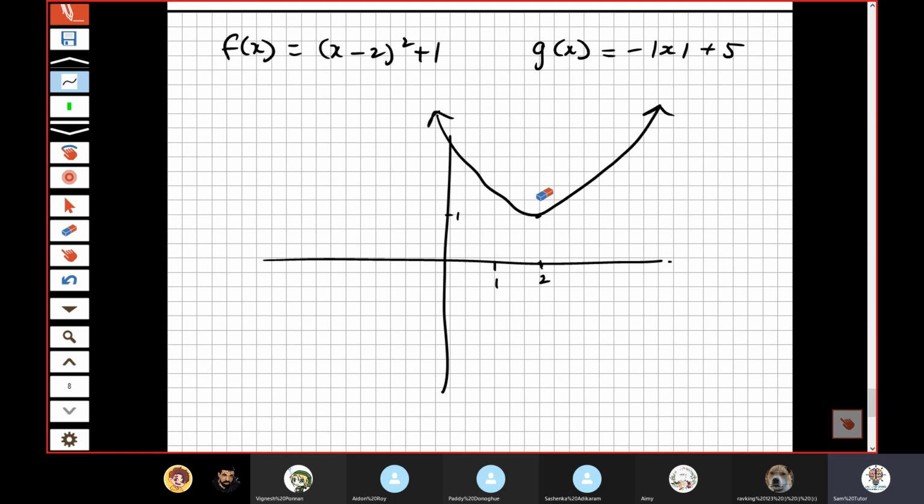Any questions from anyone? Okay. How do we draw g of x? Well, it's an absolute value. What shape is an absolute value? V. They're V-shaped. It's negative V. So already it should look like this. And then plus 5. Then we go up by 5.